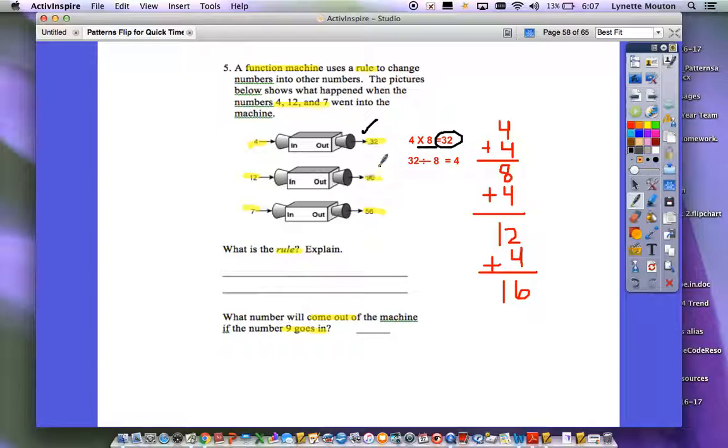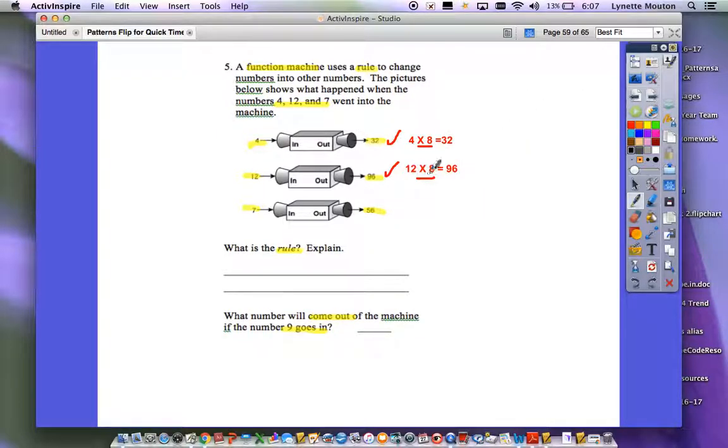So we're going to try times 8 with each of these, or multiply by 8. 12 times 8, if you know your multiplication facts again, is in fact 96. So 2 out of the 3 it works for. Let's try the last one. 7 times 8 is 56, so it worked for all of them. So our rule is to multiply by 8.